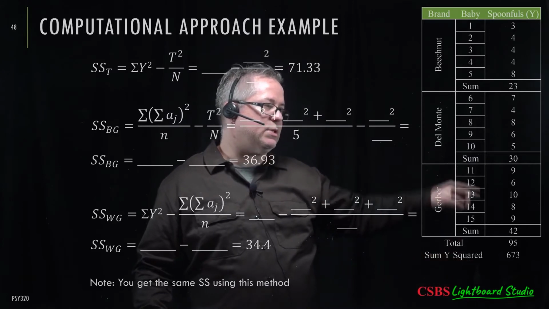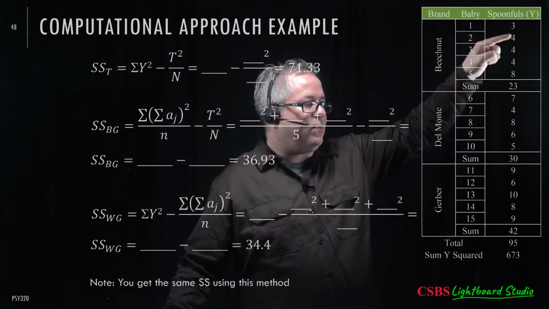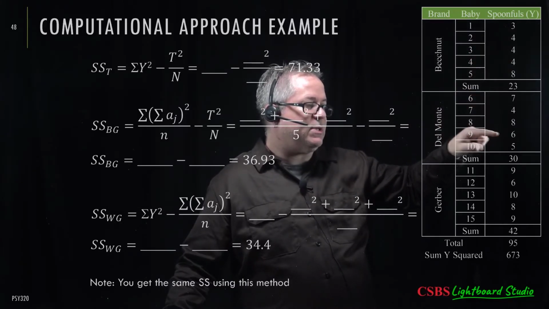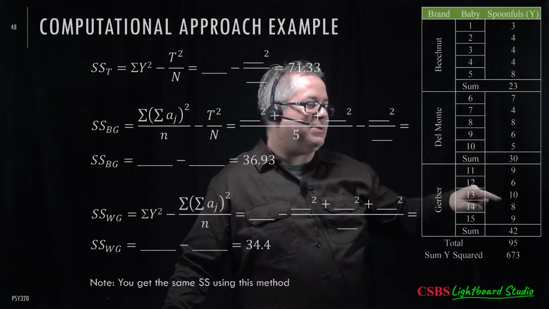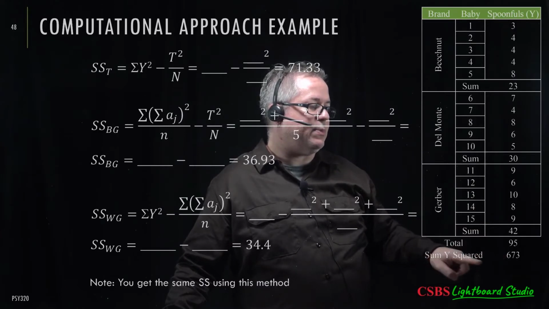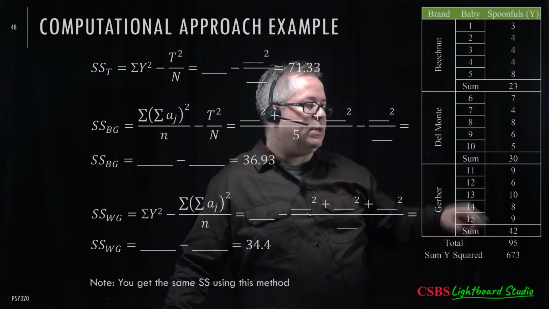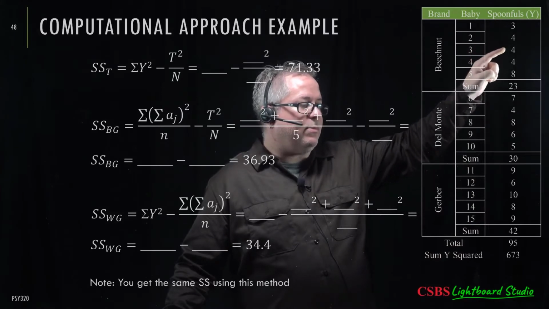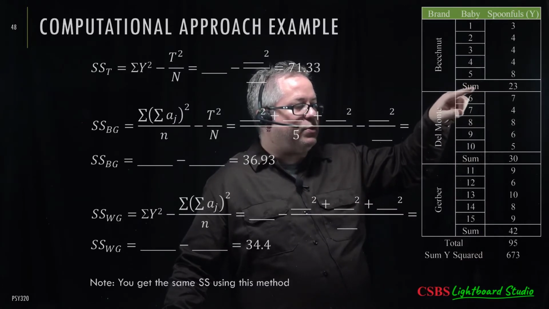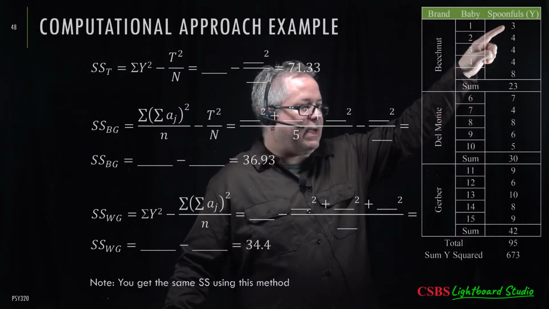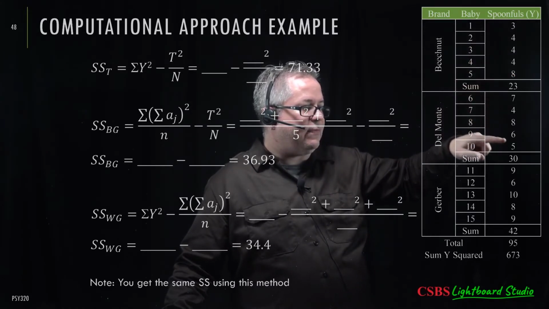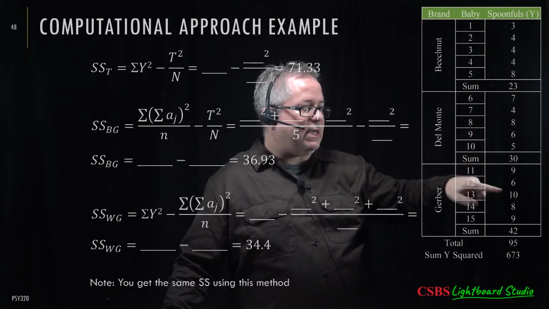So this sum of y squared means I took 3 squared plus 4 squared plus 4 squared plus 4 squared plus 8 squared, 7 squared, 4 squared, 8 squared, 6 squared, 5 squared, 9 squared, 6 squared, 10 squared, 8 squared, 9 squared, all added up to get 673. That's the sum of y squared. The total is just summing 3 plus 4 plus 5 plus 4 plus 4 plus 8 plus 7, all the way down. Each of these sums is the individual group sum. If I add up these 5 scores, 3, 4, 4, 4, 8, I get 23. If I add up 7, 4, 8, 6, 5, I get 30. If I add up 9, 6, 10, 8, 9, I get 42.